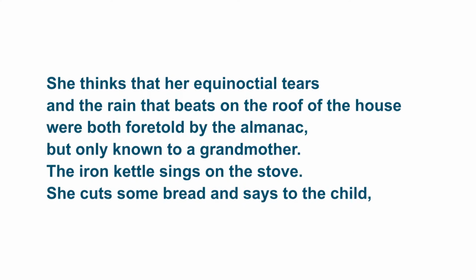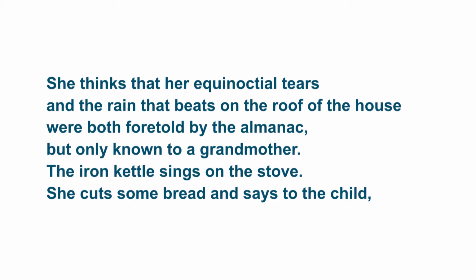She thinks that her equinoctial tears and the rain that beats on the roof of the house were both foretold by the almanac, but only known to a grandmother. The iron kettle sings on the stove. She cuts some bread and says to the child.